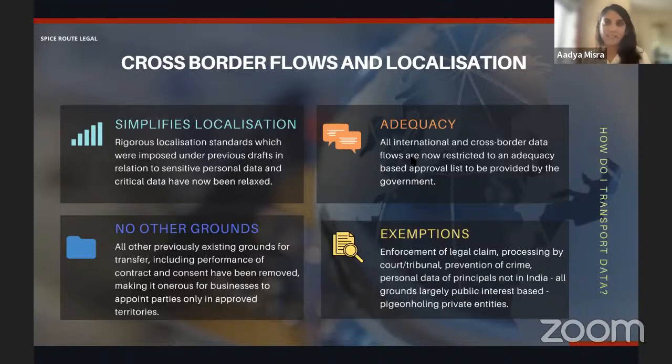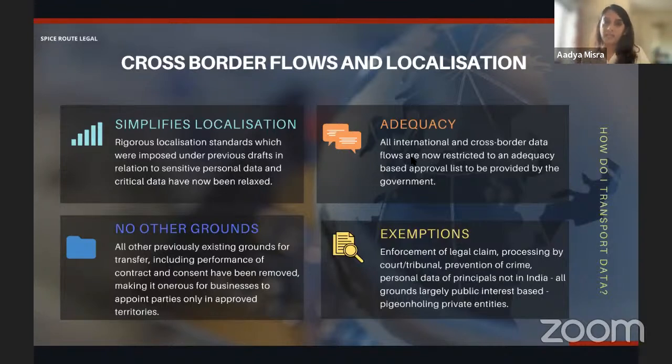And obviously, there was a lot of pushback on this requirement, as impracticable and also not in line with how modern data flows work and how modern industry works. So the government did relook at it with this version of the bill. But localization often goes hand in hand with cross-border data transfers. And maybe it's useful to touch upon what the expectation of a cross-border data transfer is.